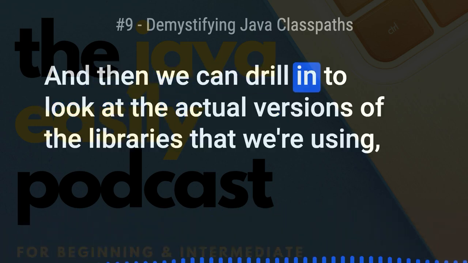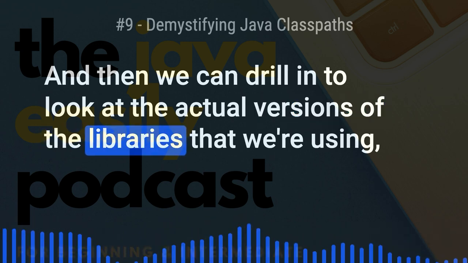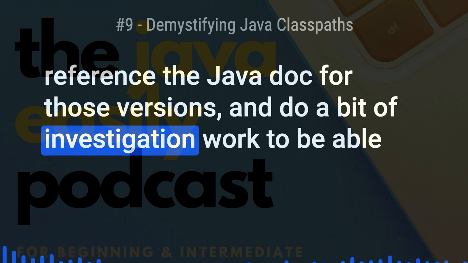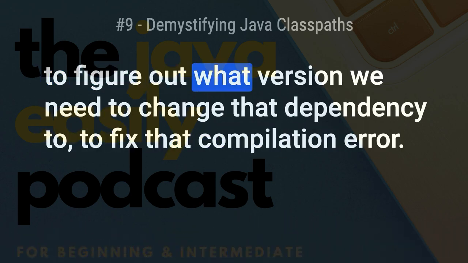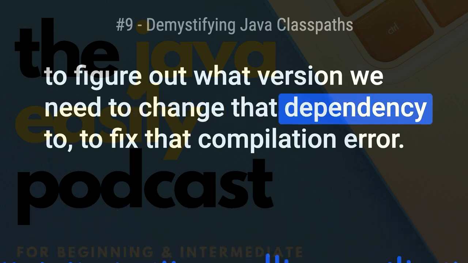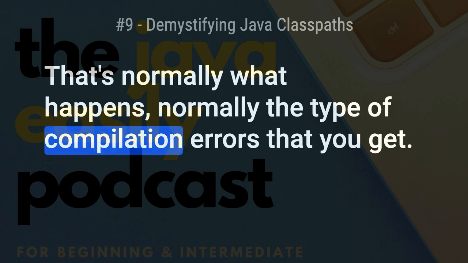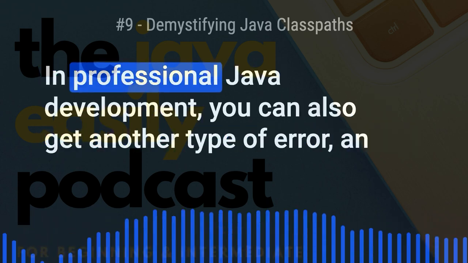And then we can drill in to look at the actual versions of the libraries that we're using, reference the Javadoc for those versions, and do a bit of investigation work to be able to figure out what version we need to change that dependency to fix that compilation error. That's normally what happens, normally the type of compilation errors that you get in professional Java development.